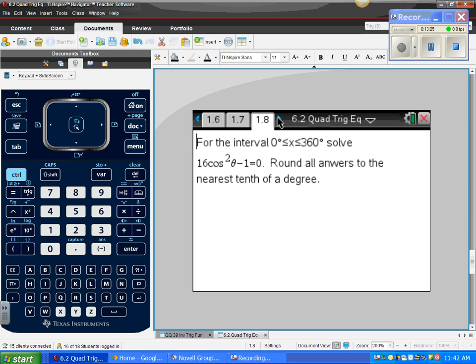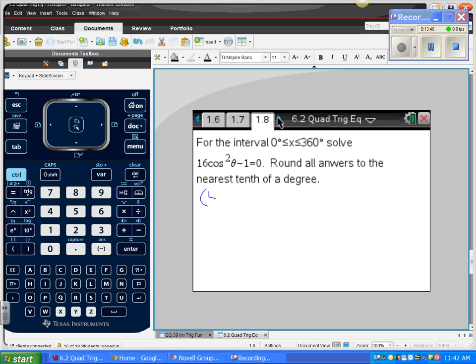What? Say it louder. Awesome. Difference of two perfect squares. 16 is a perfect square. Cosine squared theta is a perfect square. And 1's a perfect square, right? So we should know how to factor this. How's this factor? Plus 1 and? Good. Difference of two perfect squares, plus and minus, right?